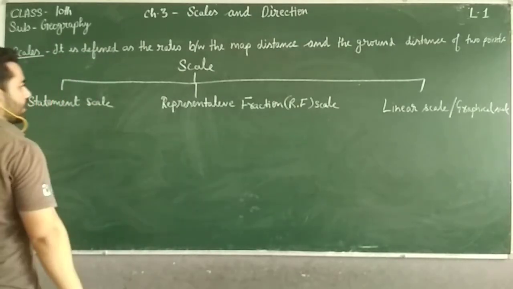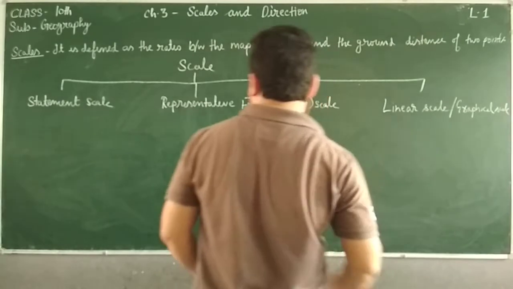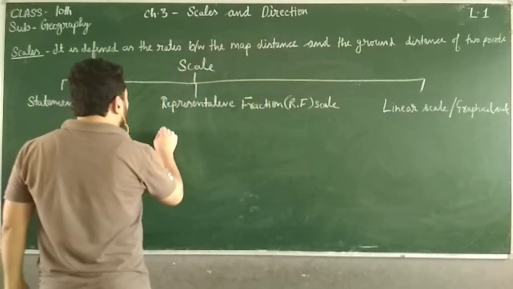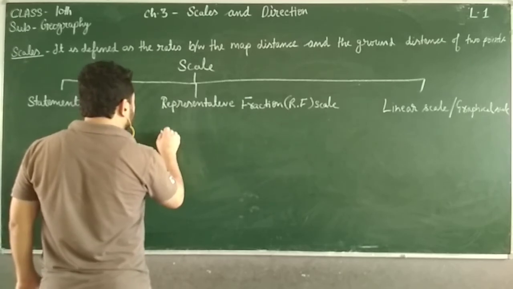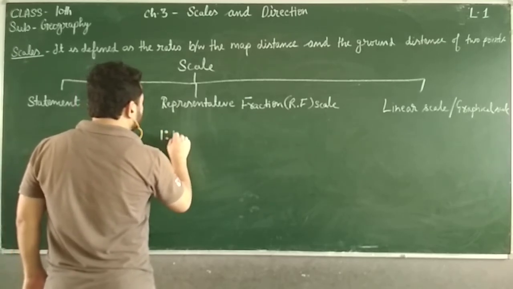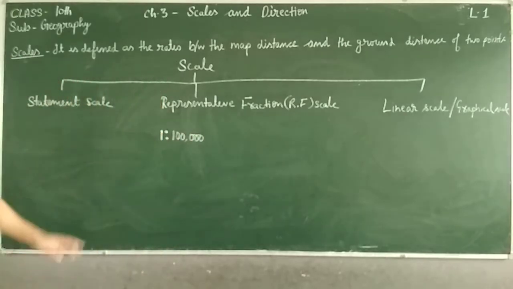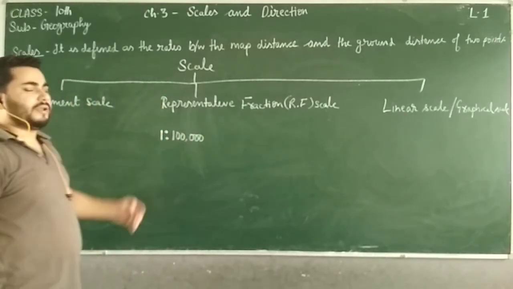The next is the representative fraction or RF scale. With the RF scale, a map will be given to you, and on that map it will be written like this: 1 is to 1 lakh. So what does that mean?